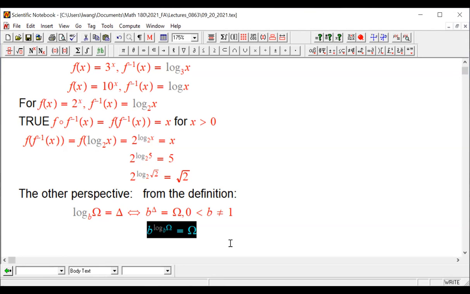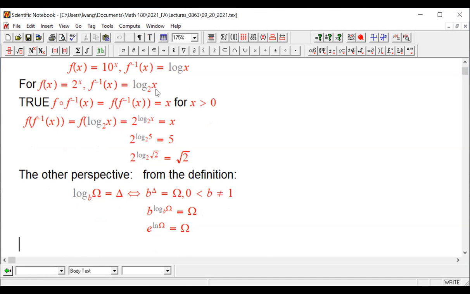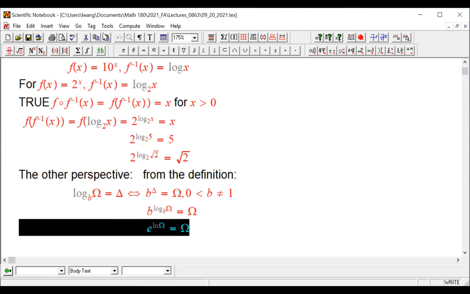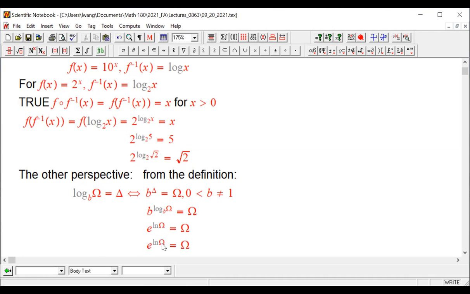How about for base E, which is going to be used in your calculus class, right? So if it is true for any base larger than zero, not equals one, certainly it should be true for base E, right? Because E is larger than zero, not equals to one. So when we have E, what happens? Ln omega equals to omega. You're going to be using this form in chapter 3, calculus 1. The only difference you might see there is the use of symbols. They might be using Y there.